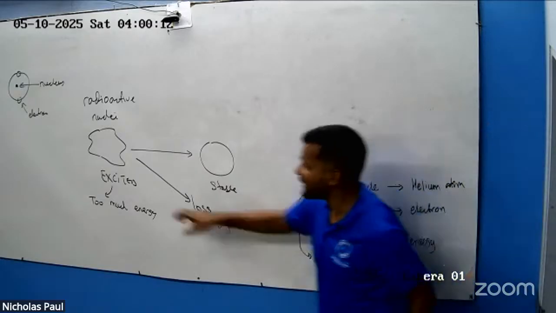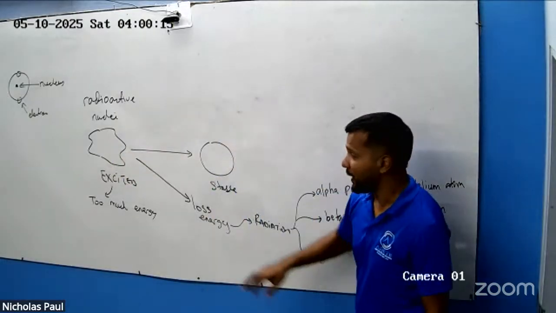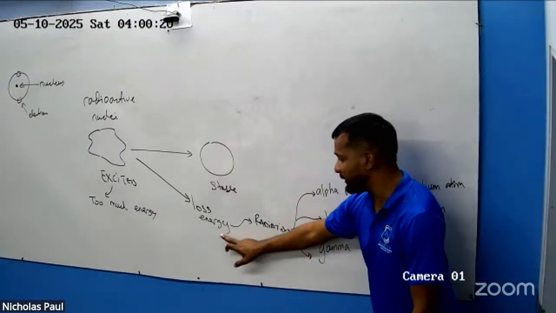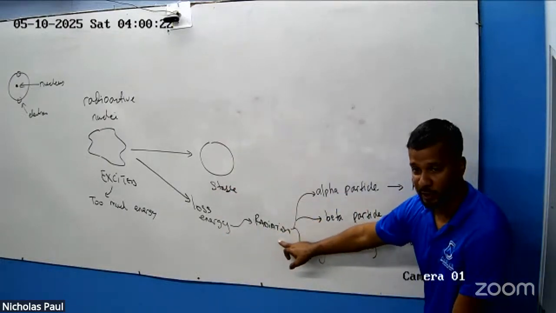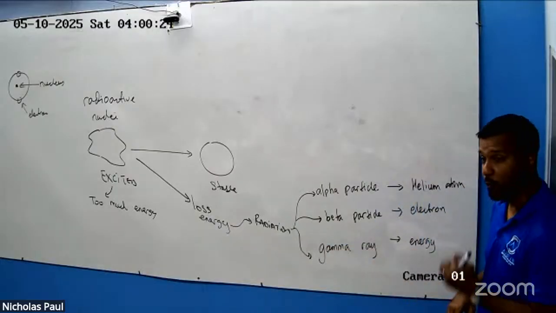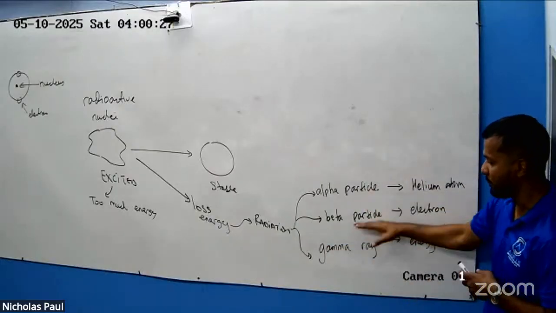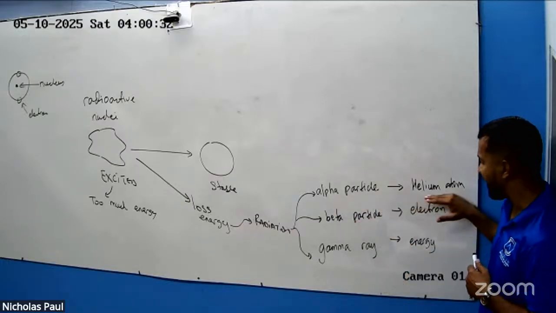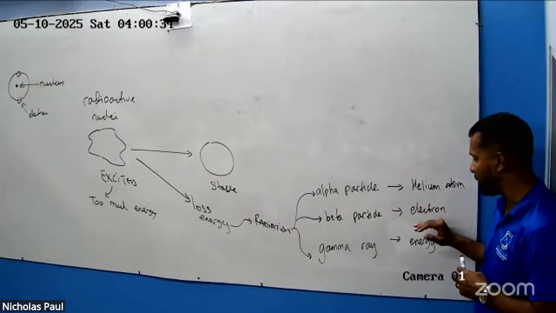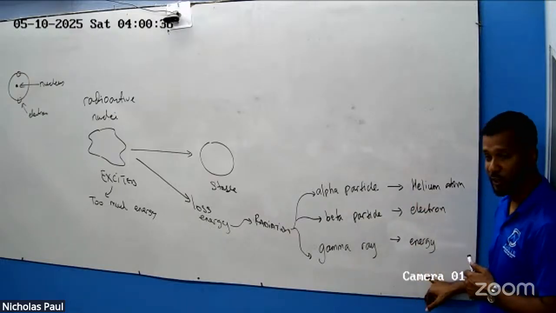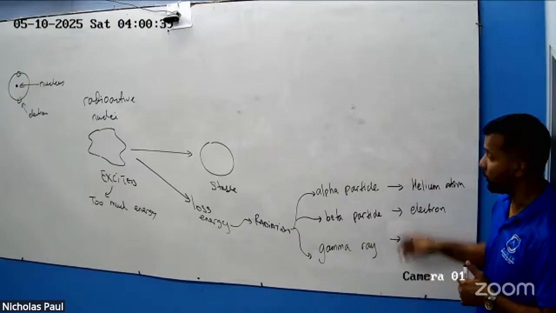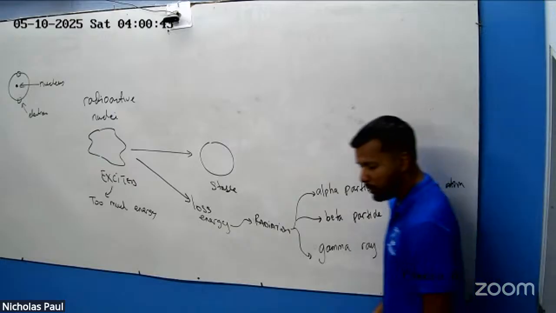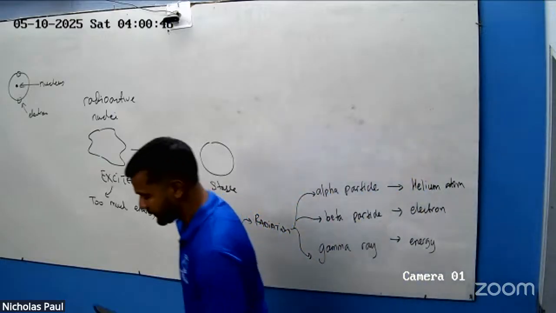So when an excited particle loses the energy to become a stable particle, it's going to lose the energy in the form of radiation. The 3 types of radiation we need to learn about are alpha, beta, gamma. Alpha is simply a helium atom. Beta, an electron. Gamma is energy. Then we're going to talk about each one of these.